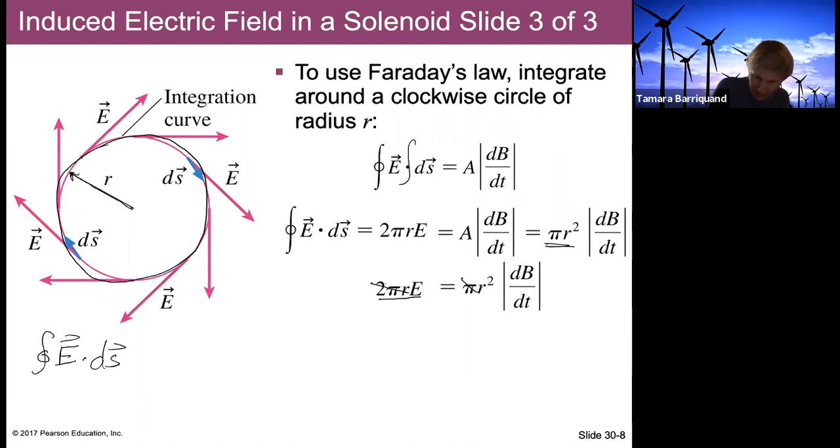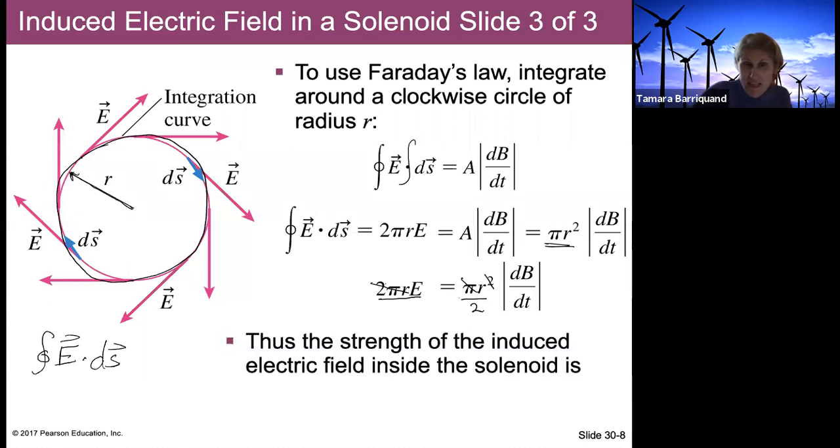And I see that on this side, I get pi. And one of my r's cancel and I end up over 2. So I see that E equals r over 2 dB/dt. Thus, the strength of the induced electric field inside the solenoid is E inside equals r over 2 dB/dt.